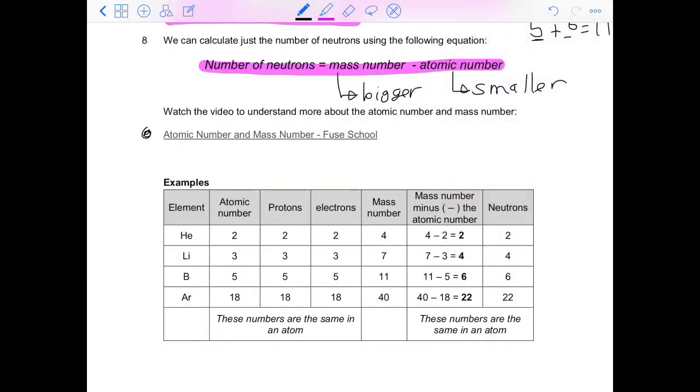So here are a couple more examples. It includes boron, the one we've just done, but we can also look at helium. If you look at helium on your periodic table, you'll see there's a 4 and a 2 in the box. 2 is the smaller one, so that one must be the atomic number, which means it has 2 protons, and as well it has 2 electrons. If 2 is the atomic number, 4 must be the mass number, and in order to get our number of neutrons, we go 4, take away 2, which gives us 2 neutrons. The same is true for the other elements. So here are a couple more examples for you to have a look through and give a go.